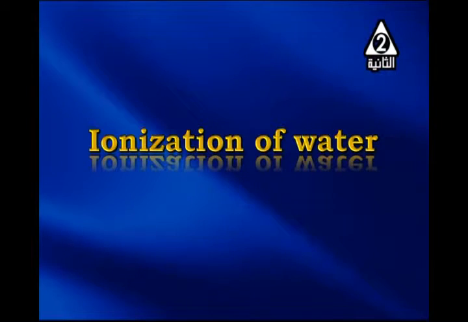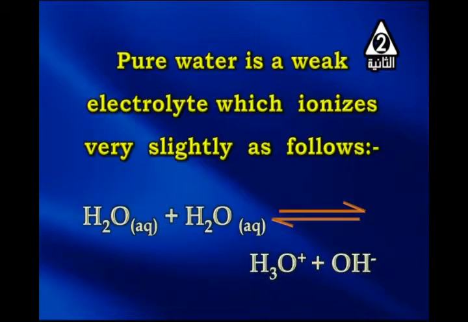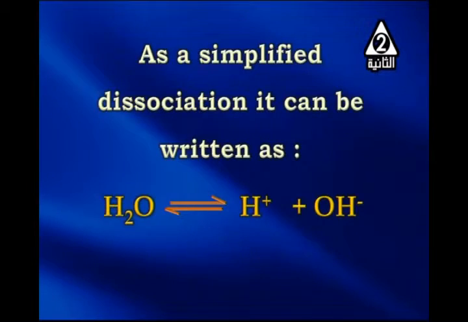Now, my dear students, we are going to discuss the ionization of water. Pure water is a weak electrolyte, which ionizes slightly as follows: water molecule plus water molecule gives hydronium ion and hydroxide ion. So, my dear students, a simplified dissociation of water can be written as shown on the screen: H2O gives hydrogen ion and hydroxide ion.